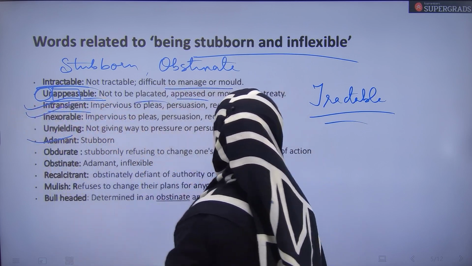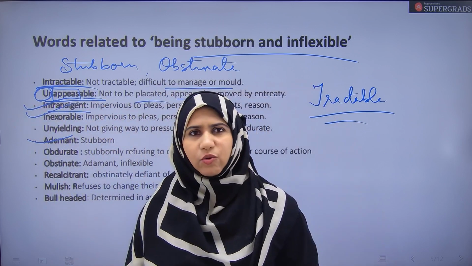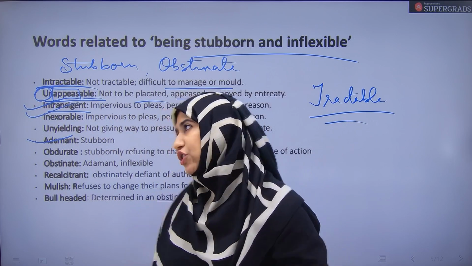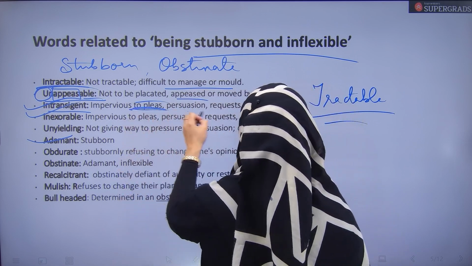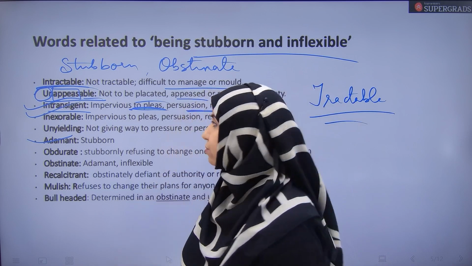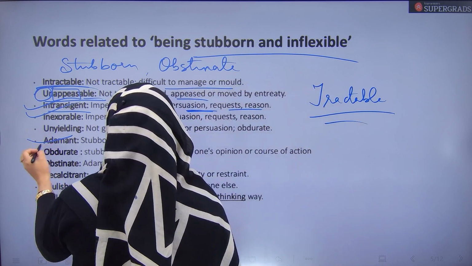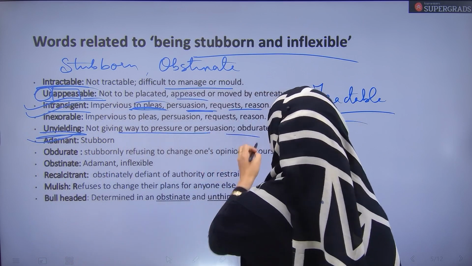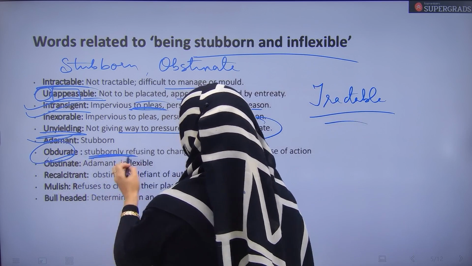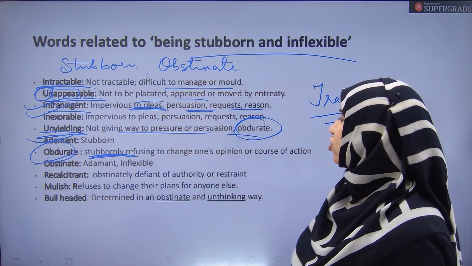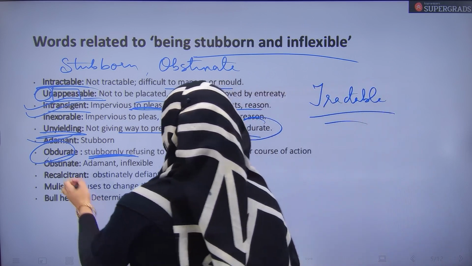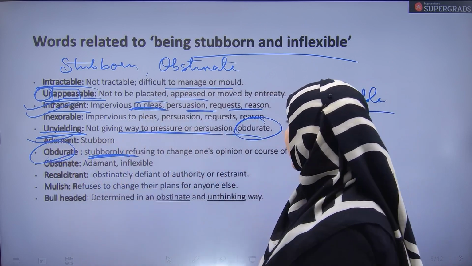Intransigent. Those people who don't budge an inch, no matter how much you request them, fold your hands, but no, they don't budge. Right? Impervious to pleas, persuasion. You try to persuade them, you try to convince them, they are not going to listen to you. Such are intransigent people. Unyielding, not giving way to pressure or persuasion. Such people are obdurate. Obdurate simply means stubborn. When you refuse to change your opinion or your course of action, right? That is, you are obdurate. Unyielding, yeah, we already know that.